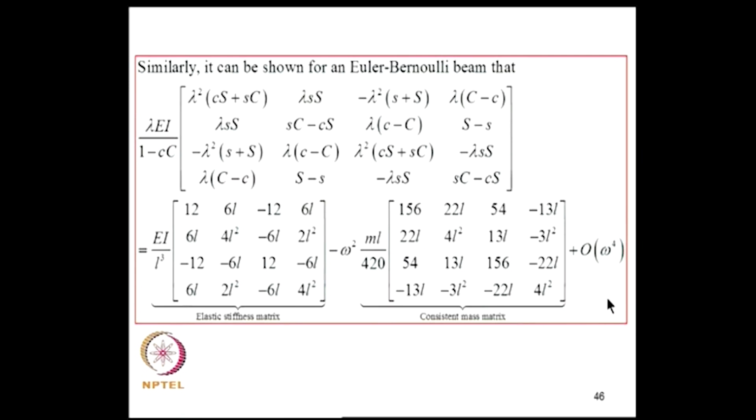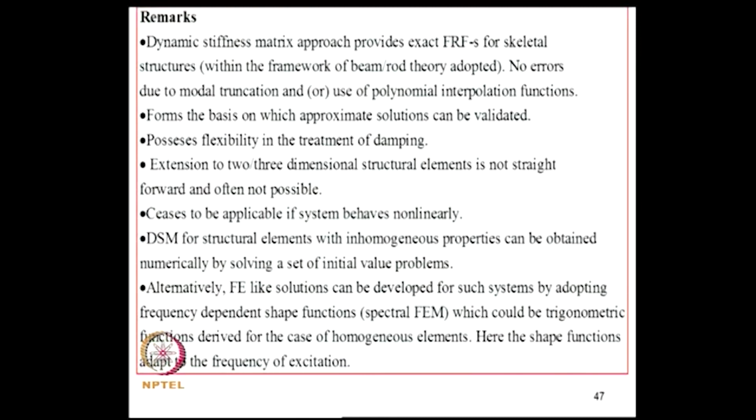Similarly, for the Euler-Bernoulli beam, if one were to do the Taylor's expansion, we will get, if the dynamic stiffness matrix is expanded in frequency at omega equal to 0, the first term as the elastic stiffness matrix, the second as the consistent mass matrix, and then higher order terms. Okay. So, this is an interesting property that explains the plots that we have obtained till now. So, we can make some remarks now.